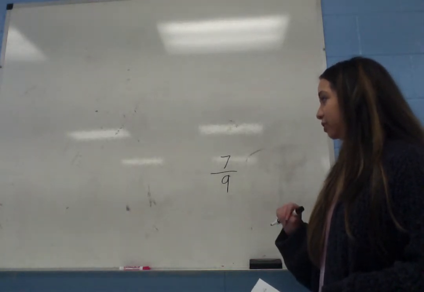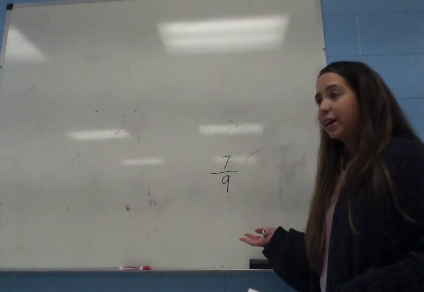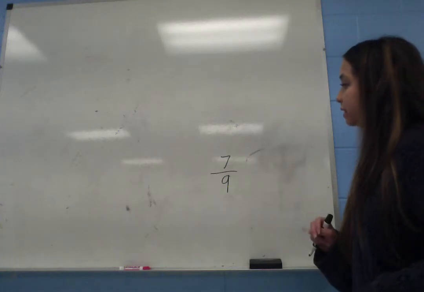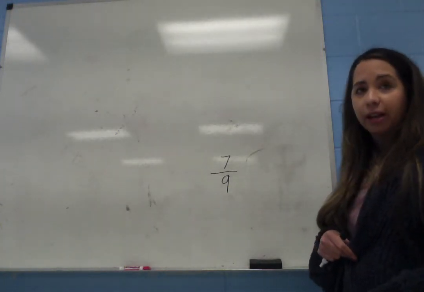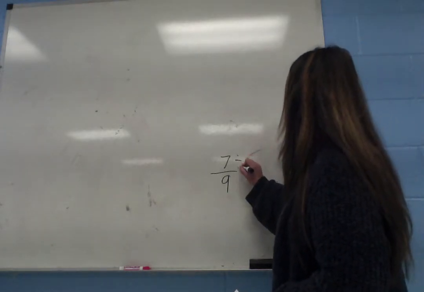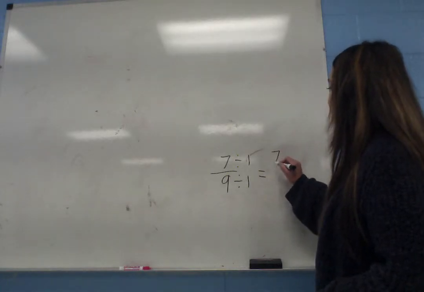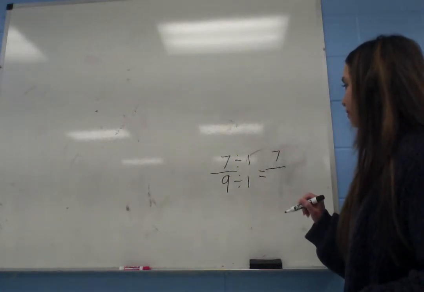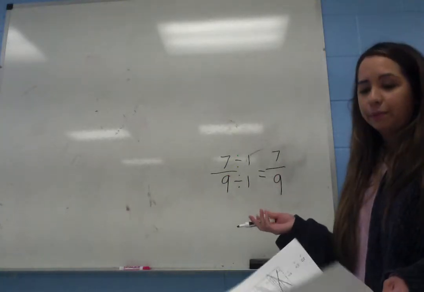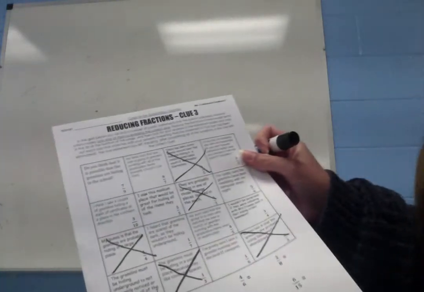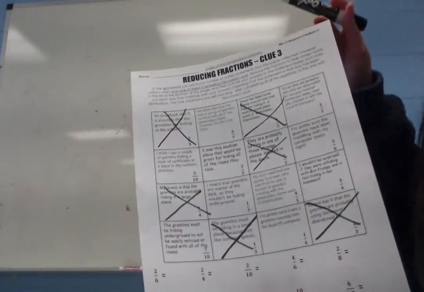7 divided by 4, no. 9 divided by 4, no. 5 will not be divided into those numbers. 6, no. So the only number that can be divided equally into the numerator and denominator is 1. And 7 divided by 1 is 7. 9 divided by 1 is 9. So it's already simplified, so what you would do is find 7/9 in your grid, and it's the first box, so you would mark that off.